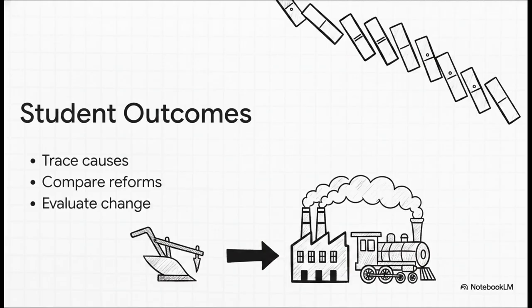Your main job is to become a total expert at tracing these complex causes and effects. Because history, it's never just random events happening for no reason. Every single revolution, every new invention, every major shift has a clear cause, and it creates a massive ripple effect. You'll apply this by comparing different reform movements to see what worked and what didn't. And you'll evaluate the massive, world-altering impacts of industrial change.